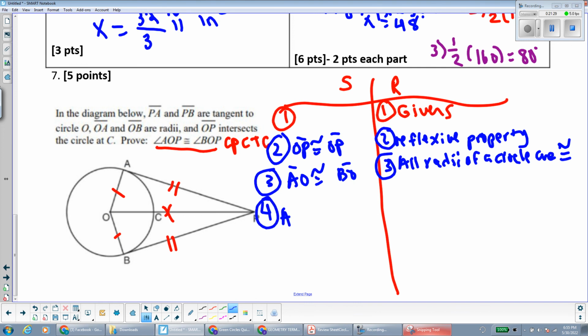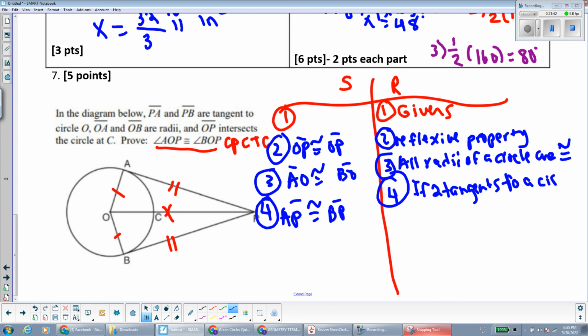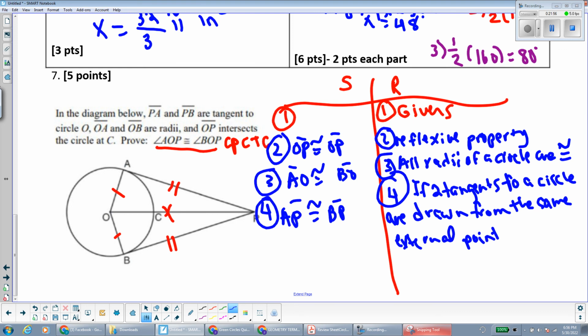Lastly, we need AP congruent to BP, and we just spoke about how if two tangents to a circle are drawn from the same external point, they are congruent. So that's what we have here. We had two tangents to the circle drawn from the same external point P, and that's how we knew they were congruent to each other.